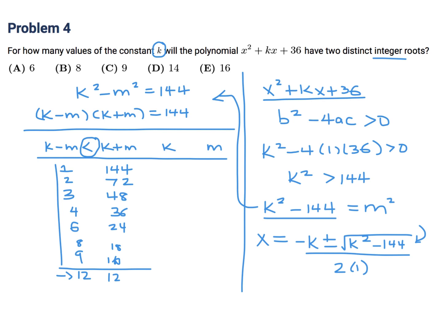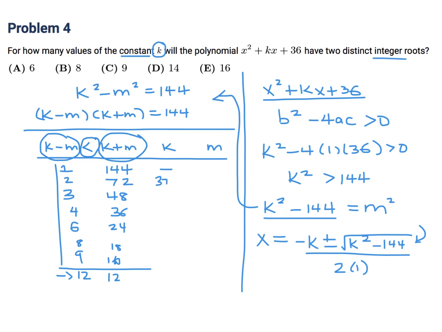And the algebra is fairly straightforward. All you have to do is just add this and this. The m's will disappear, and then you just have 2k, and 2k will equal, in this case, 145. And if you divide by 2, it'll be 72.5. But that's not an integer. We want integer values of k. So you get an integer value for k for this guy.